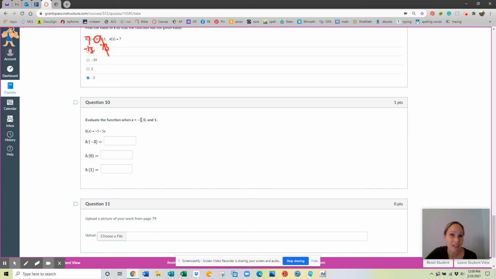Then for this one, we are going to plug in these values for x. So if I plug in a negative 3 for the x, this means multiply, right? When we have a number next to a letter. So negative 5 times negative 3 would be a positive 15. And then I would add this negative 5, which is like subtracting 5. So I would have 10. Then if I plug in 0, well, 0 x's, that part would just go away, so it would just be negative 5. And then if I plug in a positive 1, negative 5 times 1 would be negative 5. So I have negative 5 and negative 5, which makes negative 10. And so that's my answer for that one.